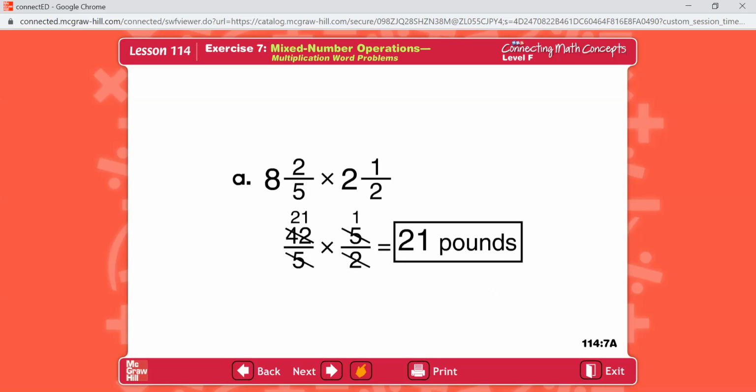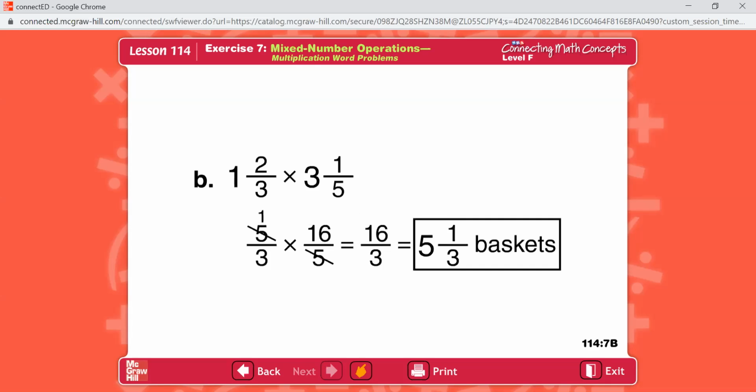So, how many baskets of grapes did she pick today? She picked 5 1/3 baskets. Here's what you should have. First, convert these into top-heavy fractions. 3 times 1 is 3, plus 2 is 5. 5/3. The denominator stays the same. 5 times 3 is 15, plus 1 is 16. 16/5. Again, denominator stays the same.